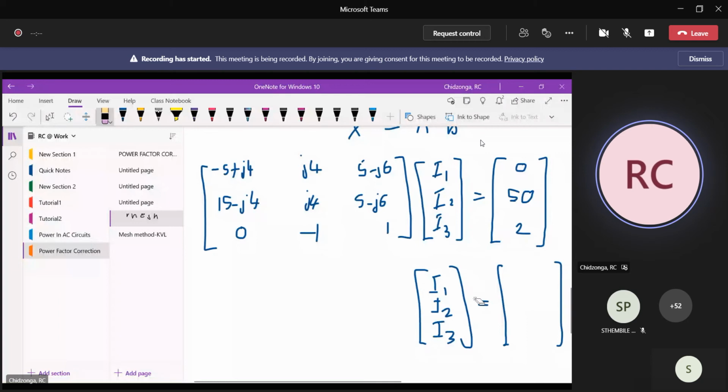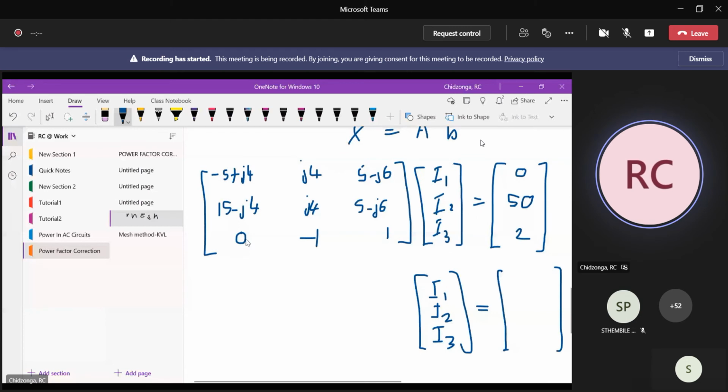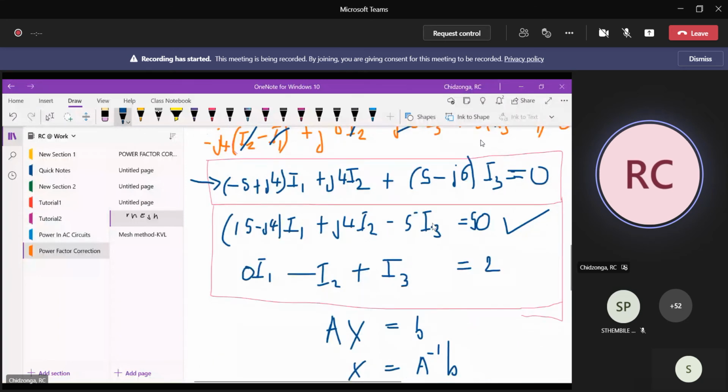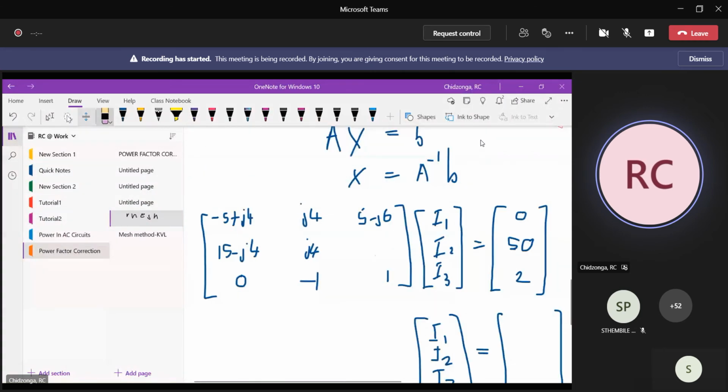The second equation, which is a 50, there is your 50. This side. Now, I1 is multiplied by 15 minus J4, which is that. I2 is multiplied by J4, which is this. Then I3 is multiplied by minus 5. Look, what we wrote is not correct. That one should be minus 5, like that. Then the last one is minus 5 plus J4, which is this. Then the next term is plus J4, which is that. And lastly, 5 minus J6, which is this. So that looks more like it now, right?